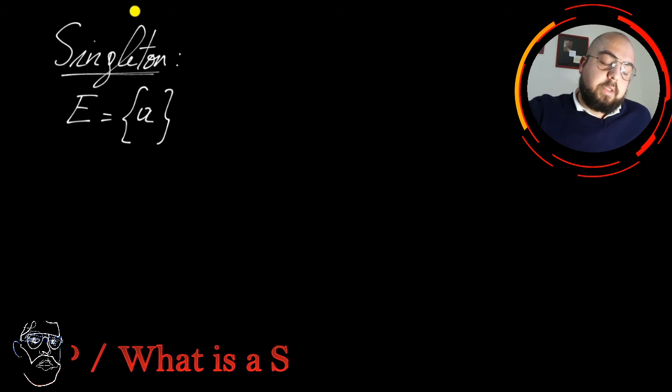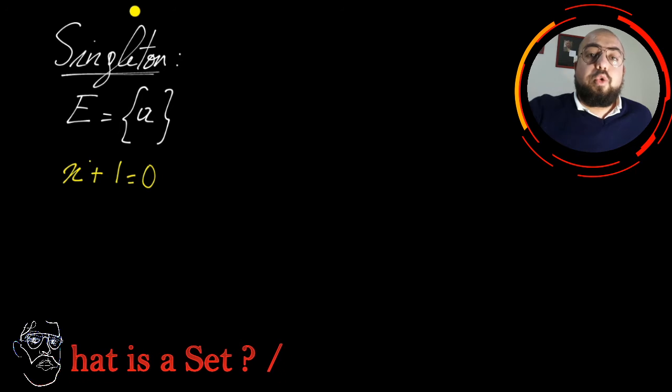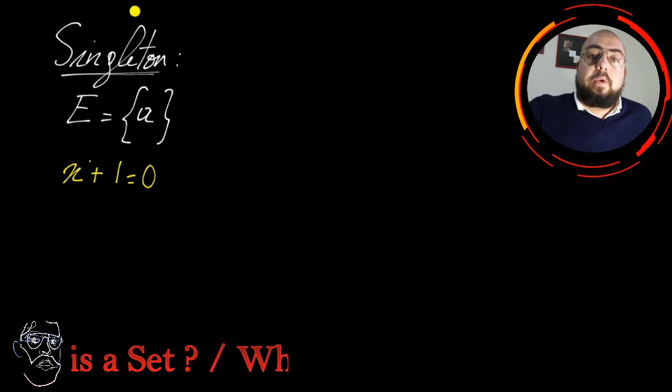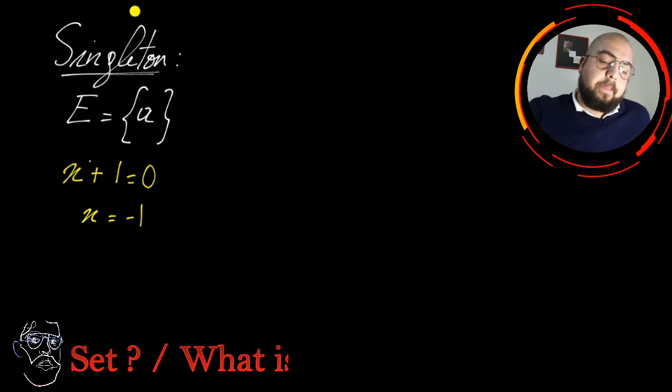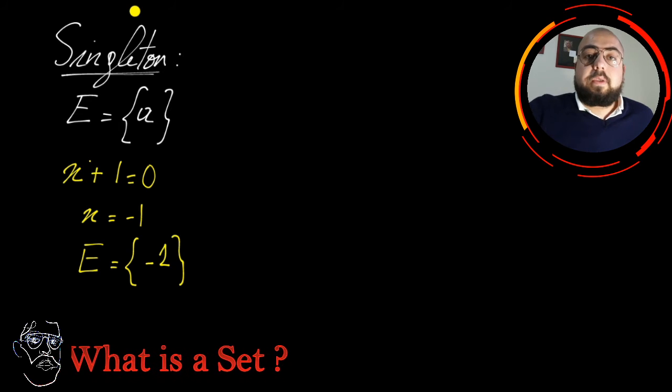Let's say we're going to solve this equation, x plus 1 is equal to 0, and the roots of this equation are actually the elements of the set E. So you simply solve x is equal to minus 1. You're going to have E, which is formed by the element minus 1. It is formed by one element, so it's a singleton.